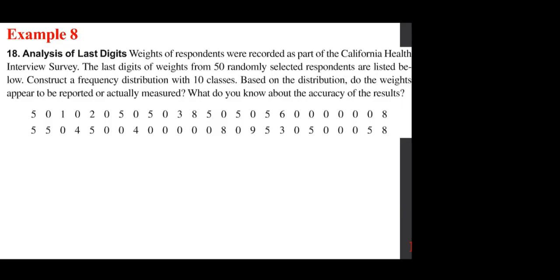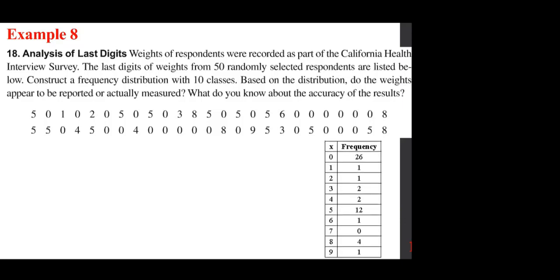I'm going to assume everybody can make up the table very nice and easy. When you look at the last digits, they are 0 all the way to 9.